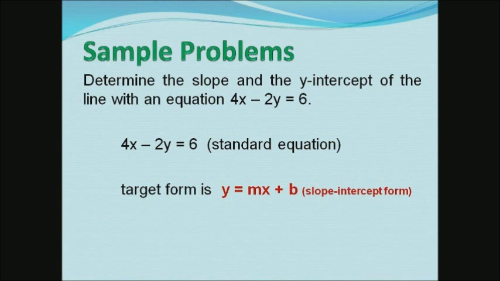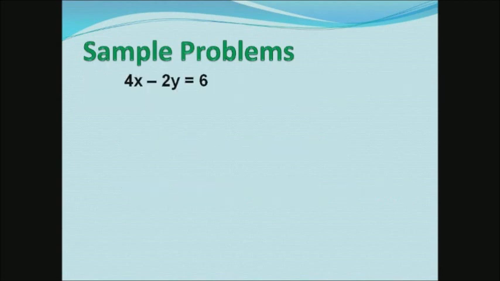It's because all we have to do is to take a look at the coefficient of x in our slope-intercept form. That will give us our slope. And just simply looking at the constant, that will give us our y-intercept. So as you can see, we have here a standard equation, 4x minus 2y equals 6. And our target again is to convert this standard equation into slope-intercept form. So how do we do that?